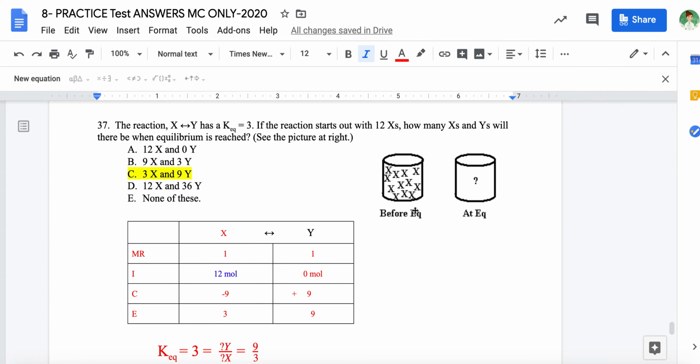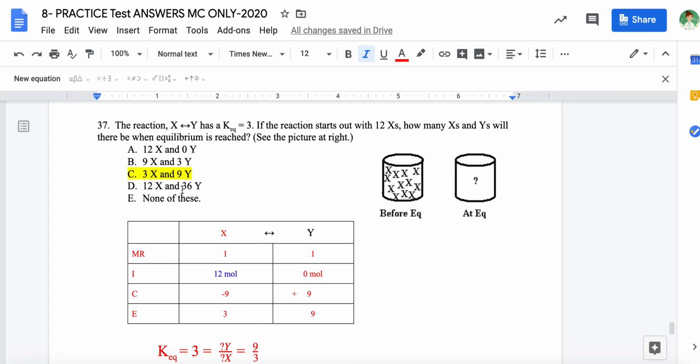Number 37, this is another kind of situation like that last one where we were looking at what's possible to have at equilibrium. The key here is the equilibrium constant is 3. So you have to think about, because these are in a 1-to-1 ratio, products over reactants has to equal 3. So what possible combination of y over x gives you 3? So you can see 0 over 12, no. 3 over 9, no. 9 over 3, that's where we're going to get our 3.